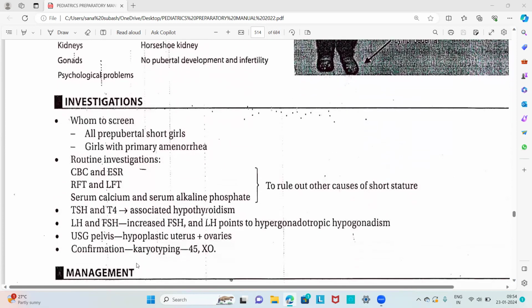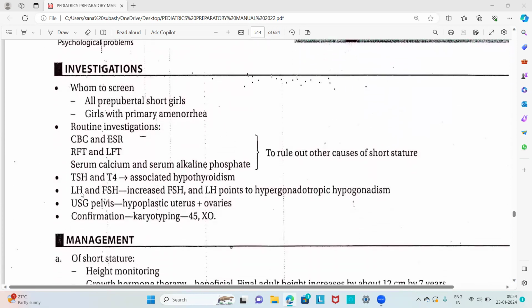Then we have to investigate the Turner syndrome child. Whom to screen: all pre-pubertal short girls should be screened for Turner syndrome, and girls with primary amenorrhea should also be screened. Routine investigations like CBC and ESR should be done, RFT and LFT, and also serum calcium and serum alkaline phosphatase to rule out other causes of short stature. Usually the major clinical feature is short stature in pre-pubertal girls, so we have to rule out other causes of short stature in these girls.